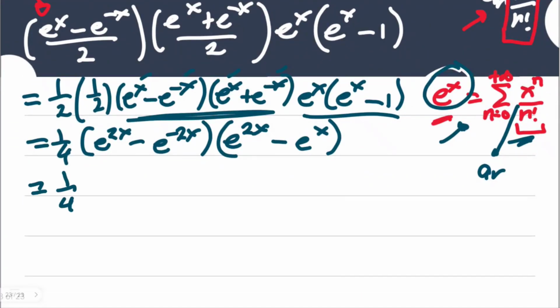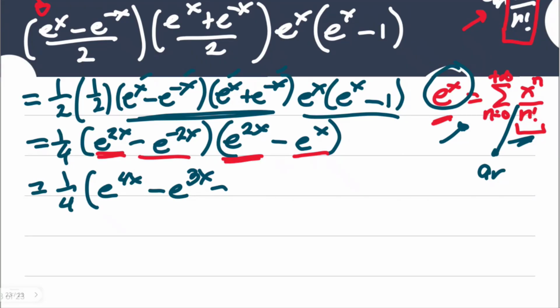Now, two binomial expressions, so FOIL method now. The first, this one and that, is equal to e to the power of 4x. Then outer, you will have minus e to the power of 3x, that's 2x plus x. Then the inner terms, minus e to the power of 2x minus 2x, which is actually 0, right? And finally, the last terms, you just add the exponents, so negative times negative, positive, e to the power of minus x. Okay, now I understand this is equal to 1.